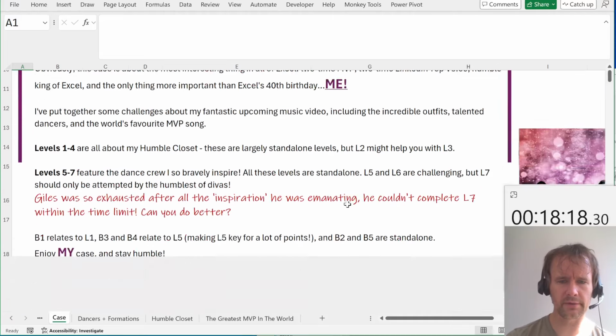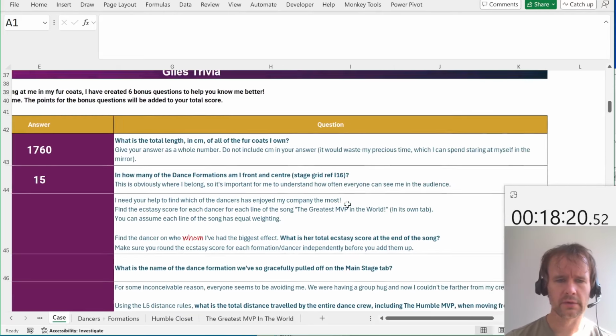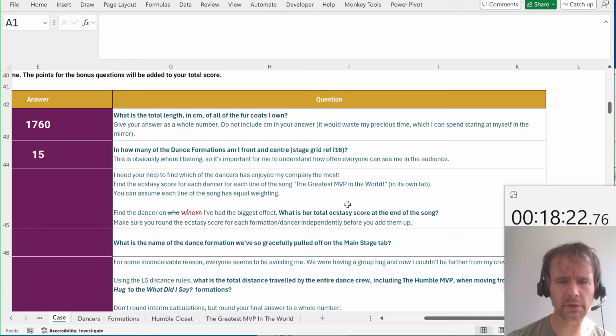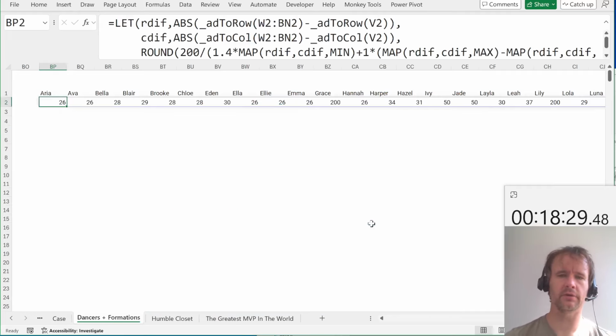I probably don't want to round interim calculations. Find the dancer. What is their total ecstasy score? Make sure you round the ecstasy score for each formation dancer independently. Okay, good. That's what I wanted to know.